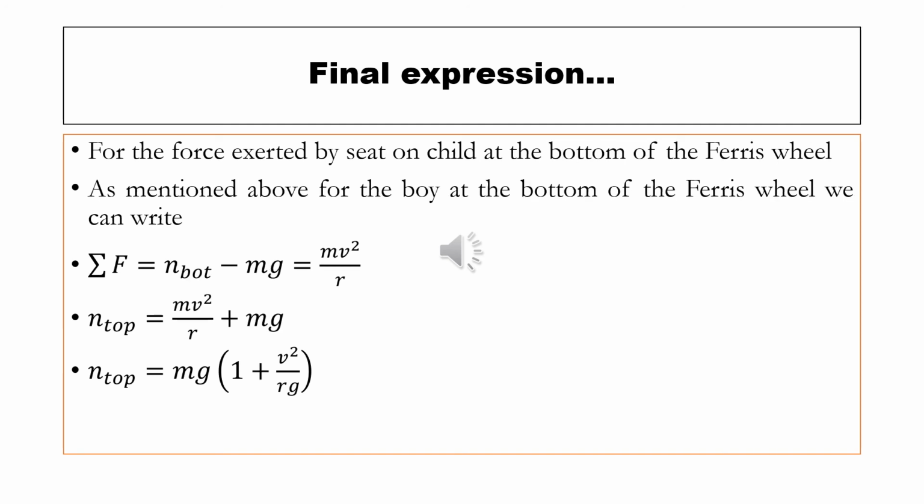Similarly, for the bottom case, the difference is that the normal is greater than the weight, and the difference between the two forces will give you the centripetal force. So the normal at the bottom will be equal to mv²/r plus mg, and taking the common mg, we will have mg(1 + v²/rg).